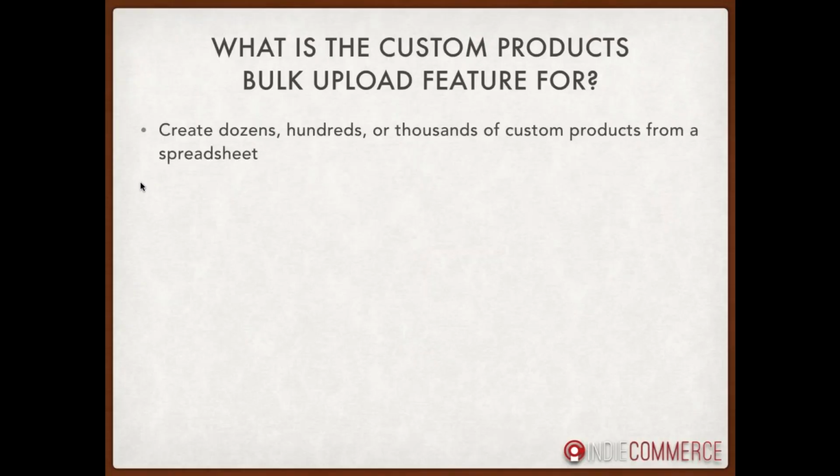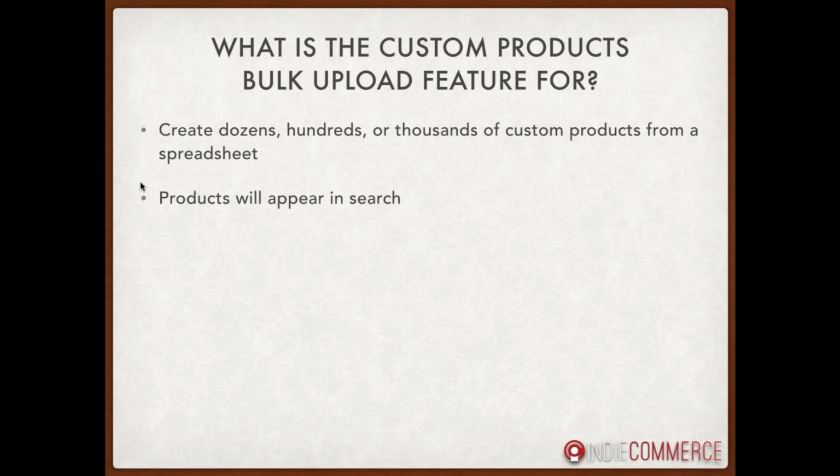So what is this feature for? Well, specifically, it's to help you create dozens, hundreds, or thousands of custom products based on a spreadsheet. So that means to work with this, you will need some kind of spreadsheet software on your computer. Obviously, Microsoft Excel is a popular choice. If you have a Mac, it would have come with the program called Numbers. That's a spreadsheet program from Apple. And there are some other open source and free software alternatives for spreadsheets.